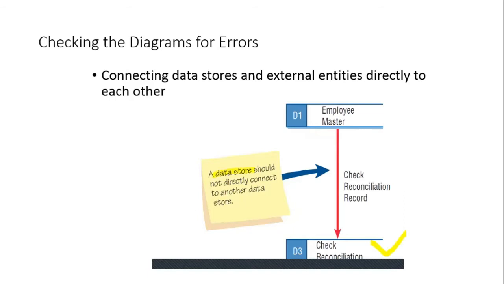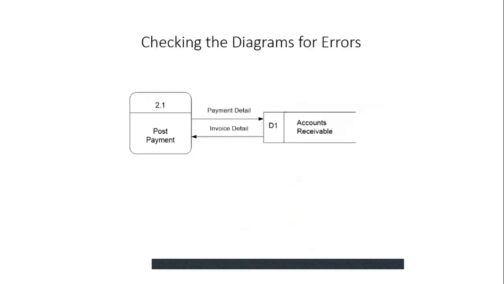A data store should not directly connect to another data store. A process is connected to the data store. Is it right or wrong? It's right, because a process can read or write into the data store.